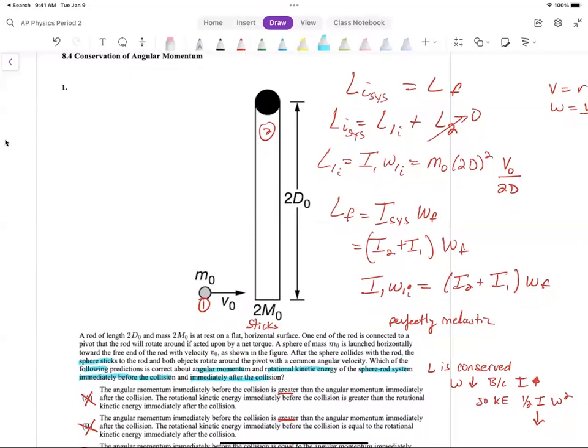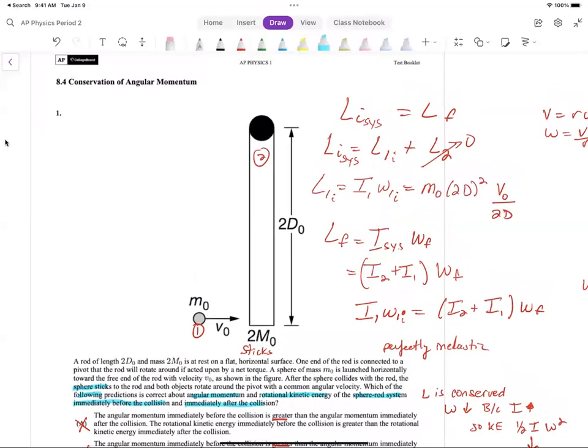And both objects, if you can imagine, the rod and the sphere, will then start to rotate, okay? And they want to know what we know about the angular momentum and the rotational kinetic energy of the sphere-rod system before and after the collision. Well, if the system is defined as the rod-sphere system, and it's on a frictionless surface, which they may not have done a good job of explaining but should have, then we have no outside torque on the system, and it's a collision.